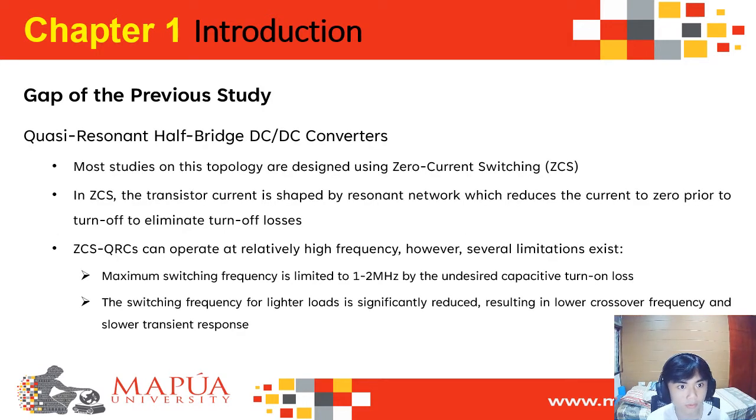Next, gap of the previous study. Quasi-resonant half-bridge DC to DC converters. Most studies on this topology are designed using zero current switching, or ZCS. In ZCS, the transistor current is shaped by a resonant network, which reduces the current to zero prior to turn-off to eliminate turn-off losses. ZCS QRCs can operate at relatively high frequencies. However, several limitations exist. The first is that maximum switching frequency is limited to 1 to 2 MHz by the undesired capacitive turn-on loss. The second is that the switching frequency for lighter loads is significantly reduced, resulting in lower crossover frequency and slower transient response.